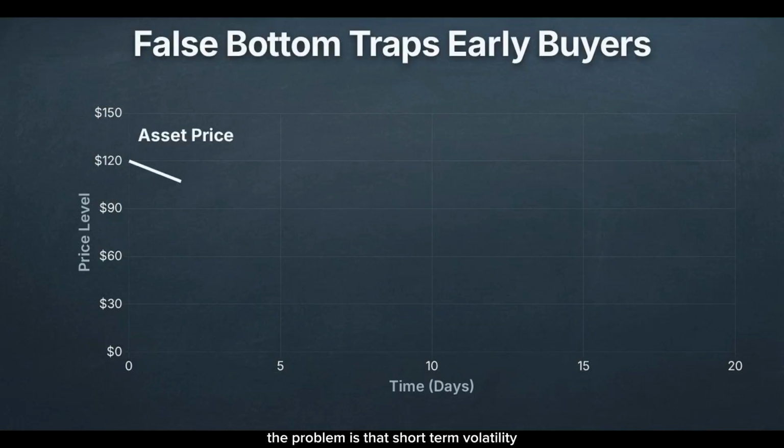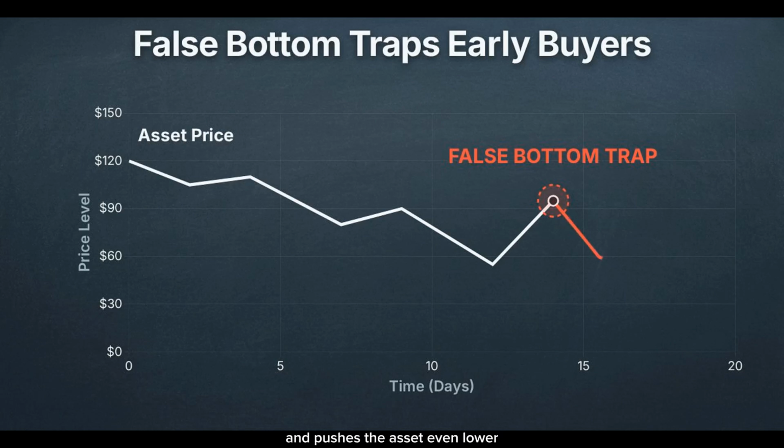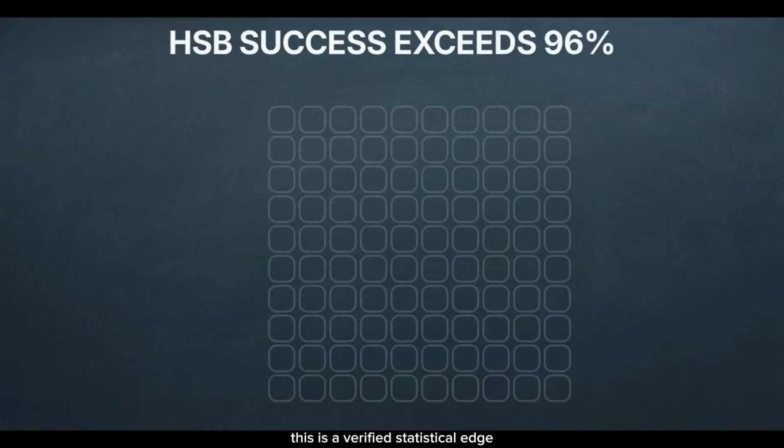The problem is that short-term volatility often masquerades as a reversal. A momentary spike in price creates a false bottom, trapping buyers right before the larger downtrend resumes and pushes the asset even lower. But there is an exception to this trap. It is a specific, empirically robust bullish reversal formation known as the head and shoulders bottom. This is a verified statistical edge.